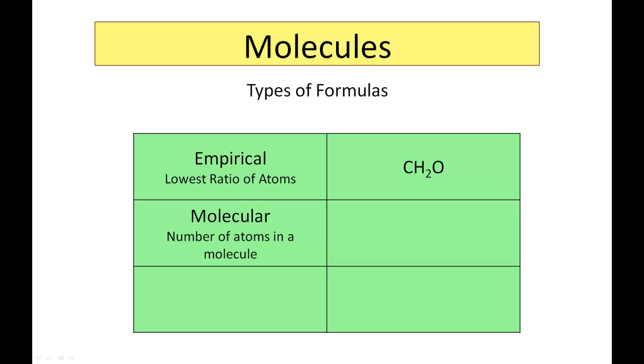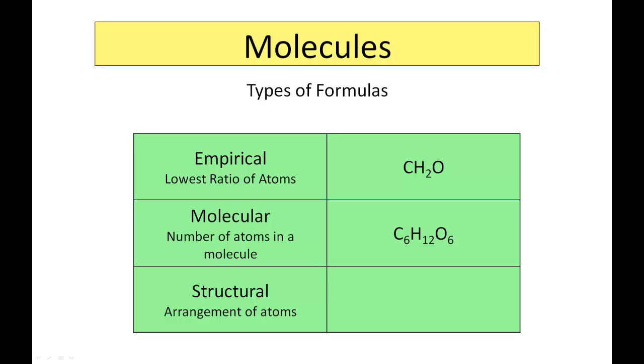The second type of formula is called the molecular formula. This shows the number of atoms in a molecule. For example, in glucose, the molecular formula is C6H12O6. Notice the ratio is still a 1 to 2 to 1 ratio of carbon, hydrogen, and oxygen. But now we know that there are 6 carbons, 12 hydrogens, and 6 oxygens within one molecule of glucose.